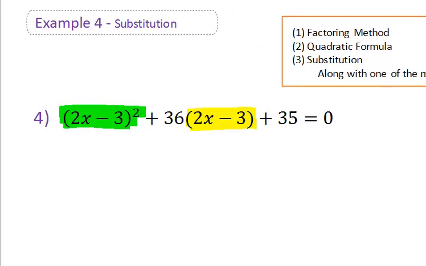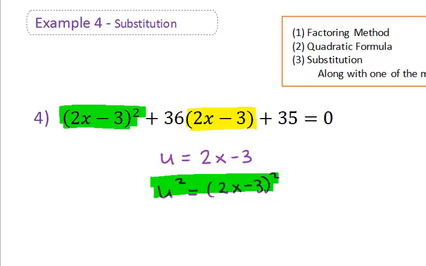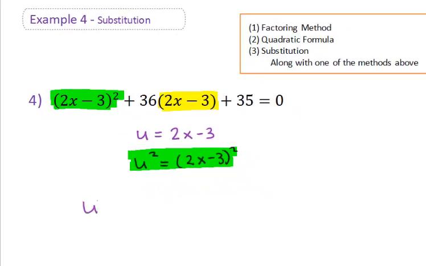So I'm going to let my u equal that yellow there, because when I square it, I get the green, 2x minus 3 squared. So now I can make those substitutions in. First, I have my green, which is u squared, plus 36 times my yellow, which is u, plus 35 equal to 0. So now I see an exact quadratic equation. So this should be pretty straightforward to solve from here.